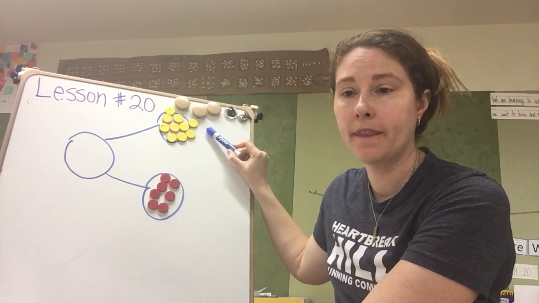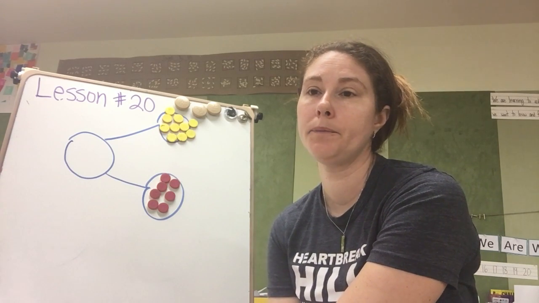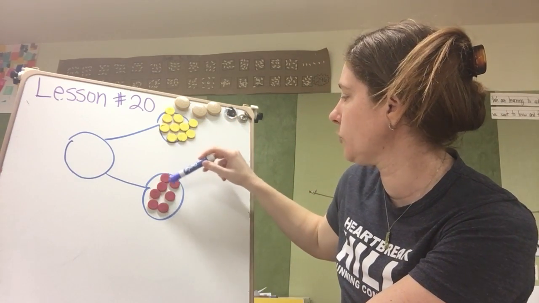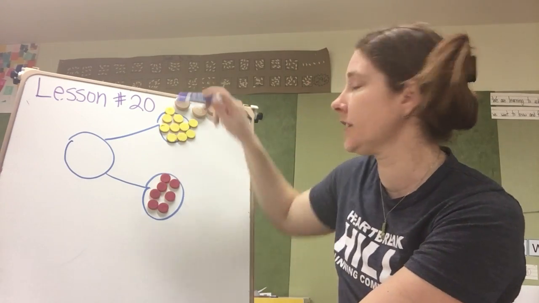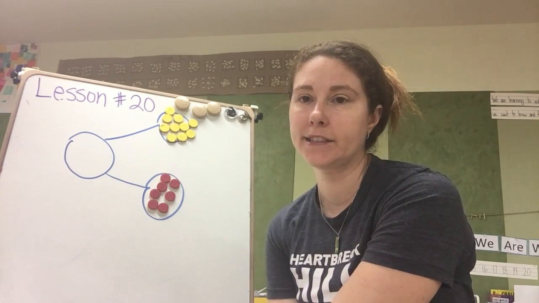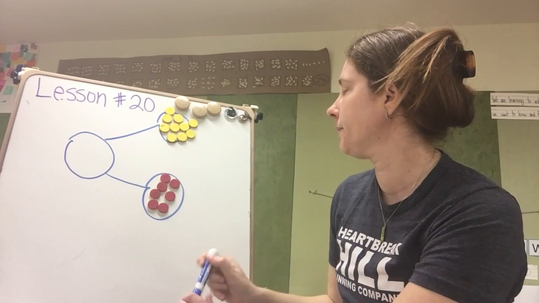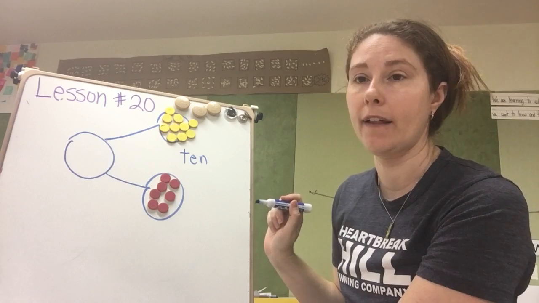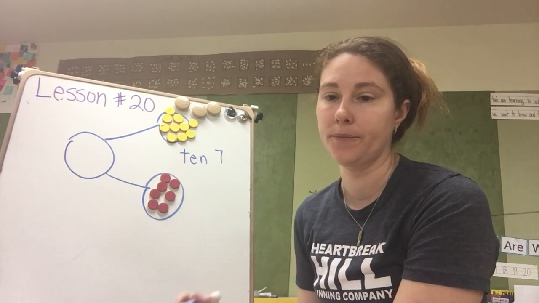10 yellow, 7 red. Okay, let's say it, how many ones is that all together? Let's figure it out. So 10, 11, 12, 13, 14, 15, 16, 17 ones. So we have 17 ones on the board, some yellow, some red. What's the say 10 way of 17 ones? 10, 7. If we wanted to write it, it would say 10 for the yellow and 7 for the red.